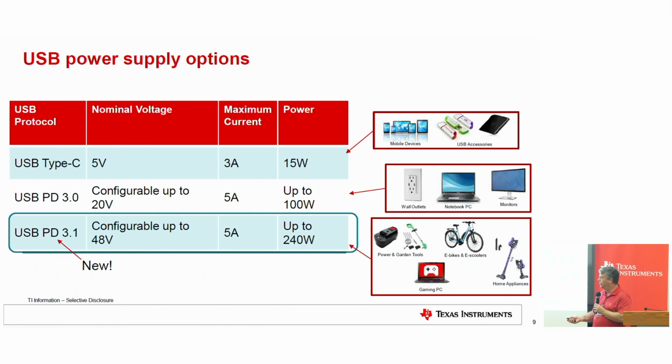And then the new USB PD 3.1 can go up to 48 volt. So it adds in standard fixed voltages of 28 volt, 36 volt, and 48 volt. And again, up to 5 amp. And again, the cable has to support it. We have examples of EPR cable over here as well. We can show that afterwards at the next break.